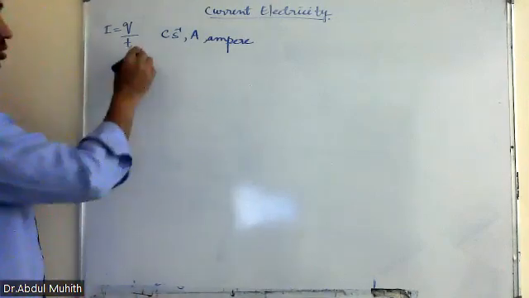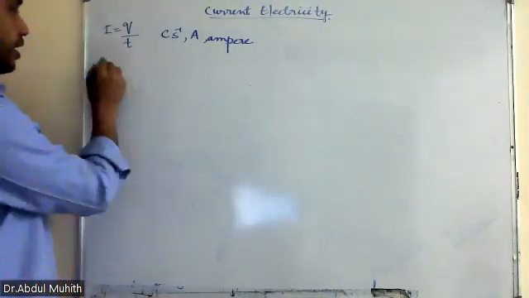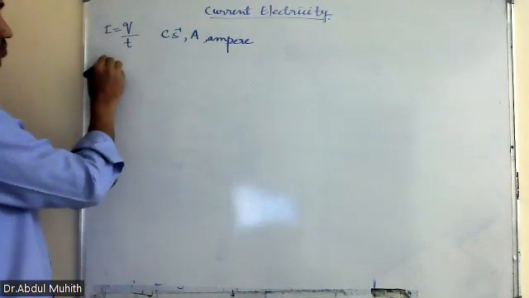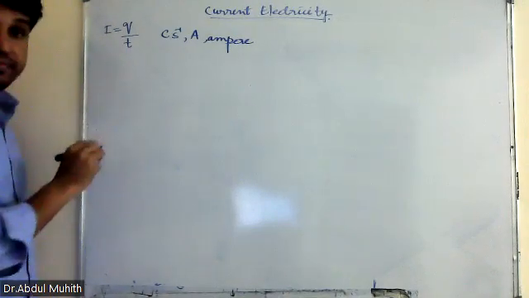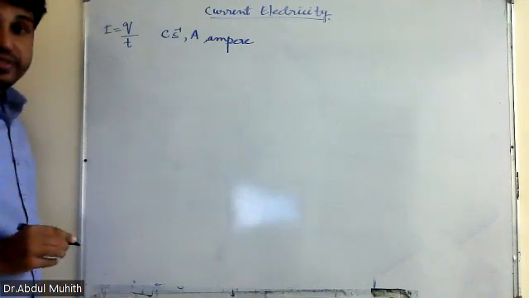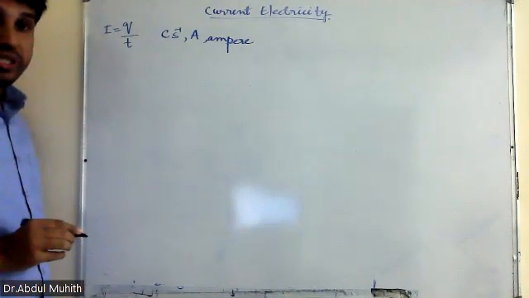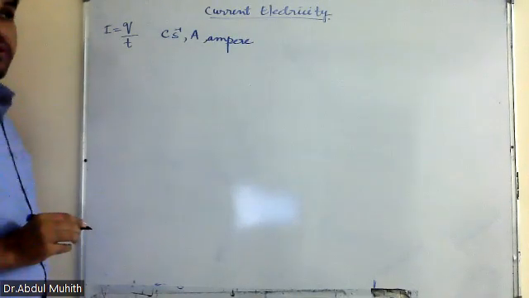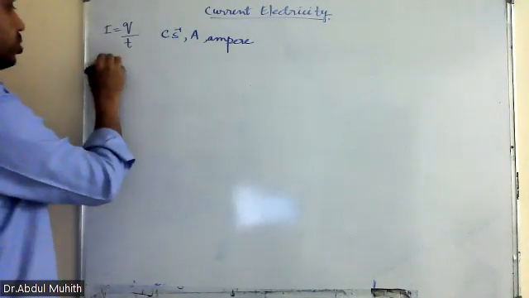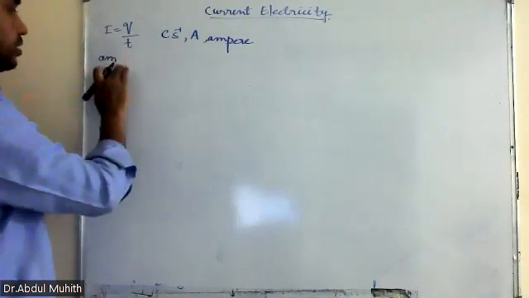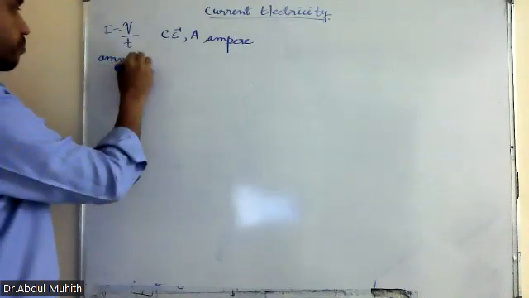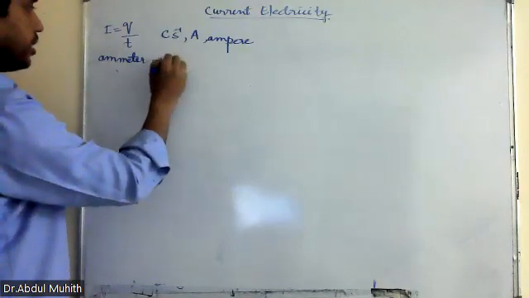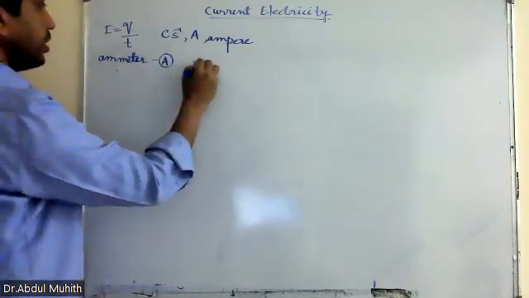Now, I is equal to Q by T, and current is measured using which device? Ammeter. Very good. And should it be connected in series or parallel? Series. Very good. It can be represented in this way, and it should be connected in series.